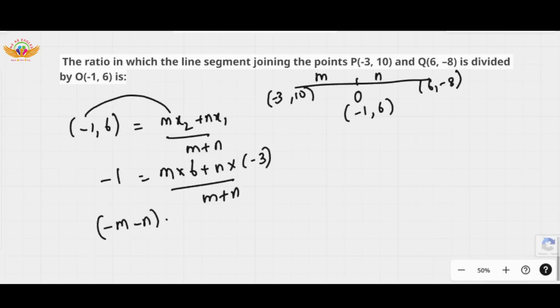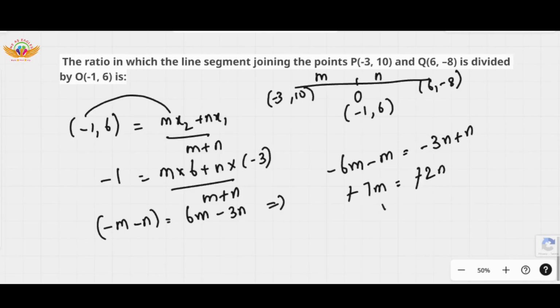I am multiplying it, so it is equal to 6m minus 3n. Bring all the m terms to the left hand side: minus 6m minus m is equal to, bring all the n terms to the right hand side, minus 3n plus n. So minus 7m is equal to minus 2n. Cancel. So m divided by n will be equal to 2 divided by 7. So the ratio is 2:7. My sincere request: don't do the entire formula. Don't waste your time. They just want the ratio, so just by one term we can find out the ratio.